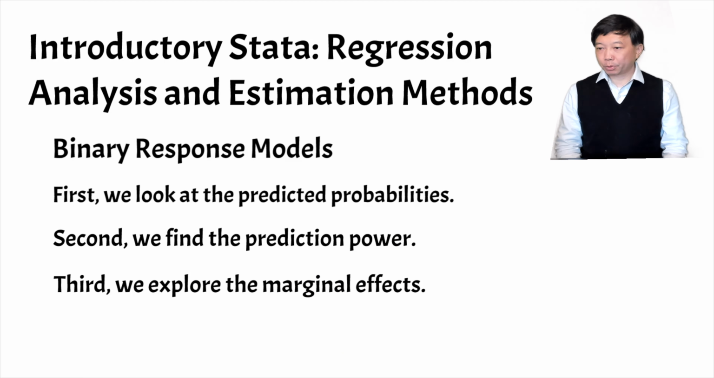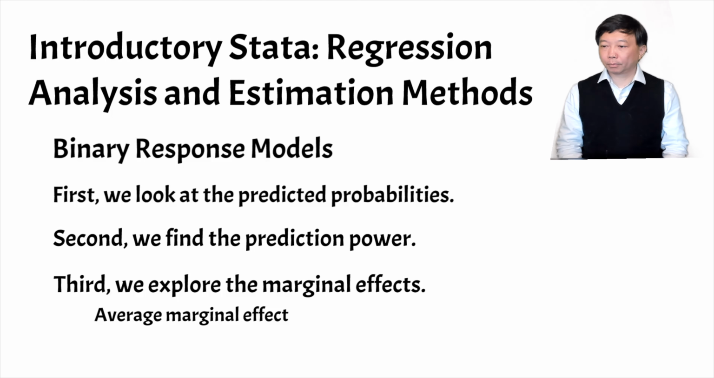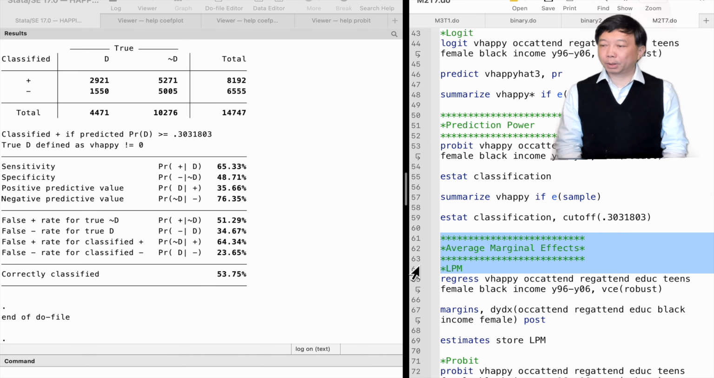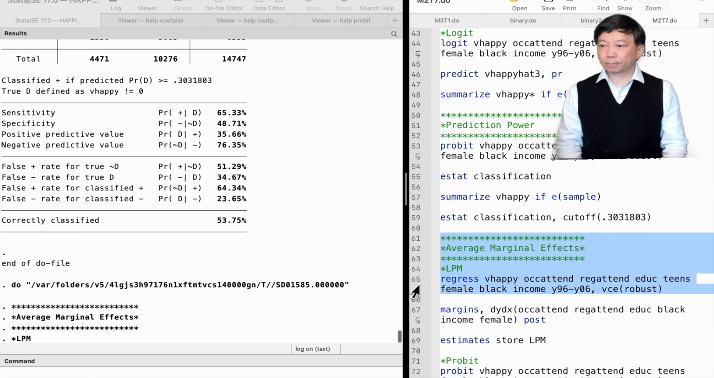There are 2 types of marginal effects. The first one is the average marginal effect. It computes the marginal effect for each observation and then averages them across the sample. Another is the marginal effect at the mean, which computes the marginal effect at the mean values of the explanatory variables. The dy/dx option produces marginal effects.